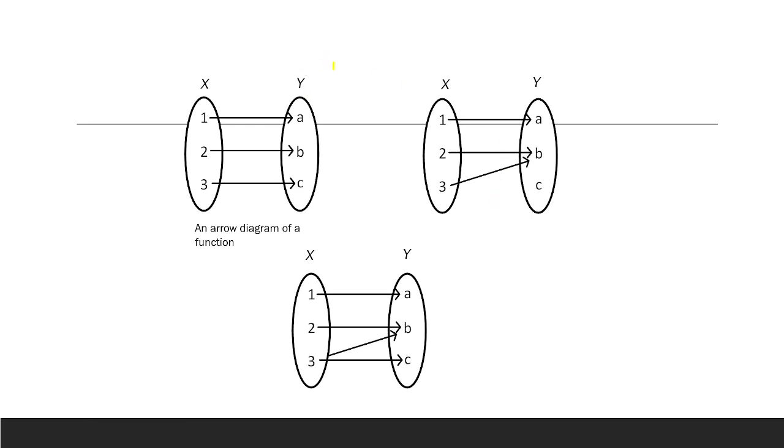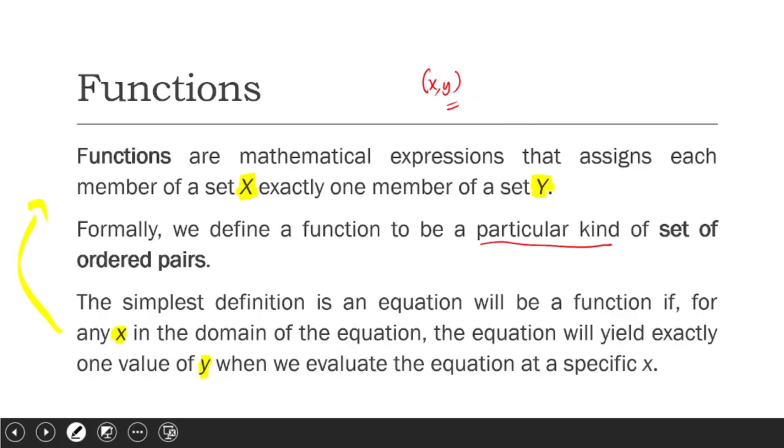So, ang tawag natin dito is an arrow diagram. And this represents a function. Now, paano siya naging function? So, take note, our definition of function assigns each member of set x to exactly one member of set y.